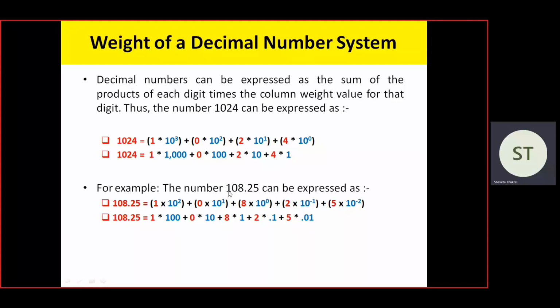The 1 is multiplied with 10 raised to power 2, then 0 is multiplied by its weight, 10 raised to power 1, then 8 is multiplied by its weight, 10 raised to power 0, then 2 is multiplied by its corresponding weight, 10 raised to power minus 1, and 5 is multiplied by 10 raised to power minus 2. Then we add all these terms and finally we get the summation as 108.25. You can do the calculation and check that the result you are getting is 108.25.